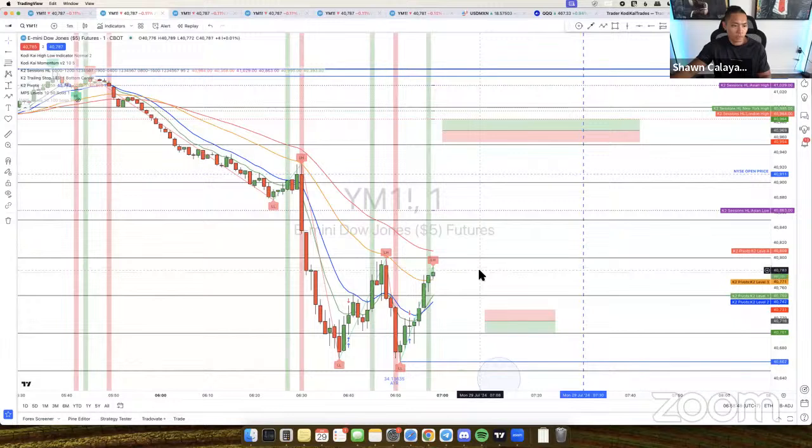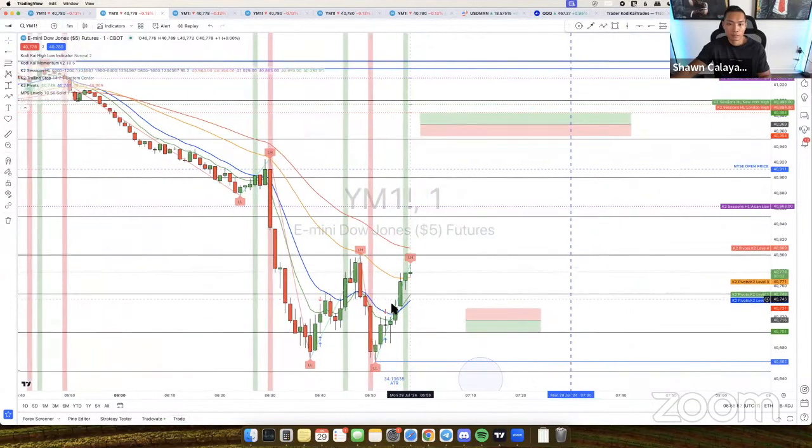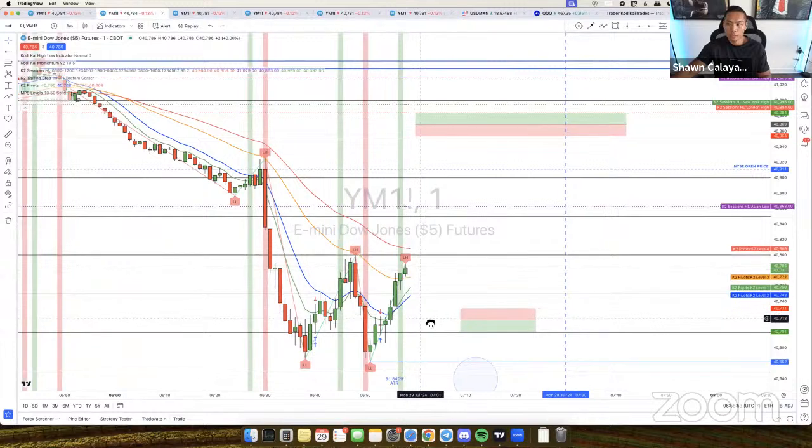Okay, it's currently sitting right now. There's a lot of orders on both sides. I think price will probably consolidate here for a little bit. There's just a lot of buy orders and a lot of sell orders.